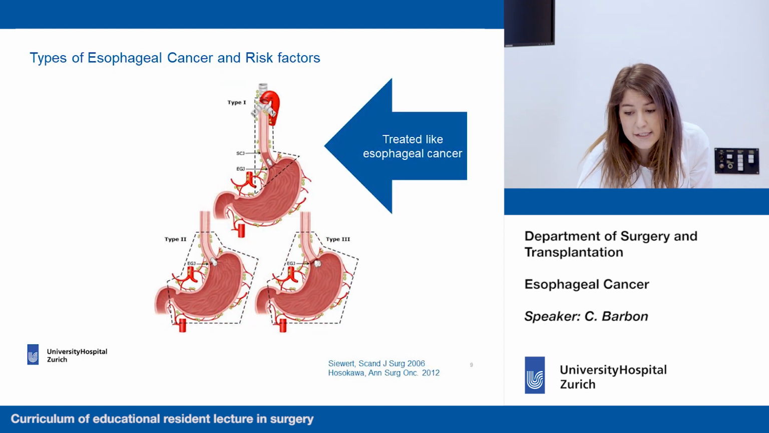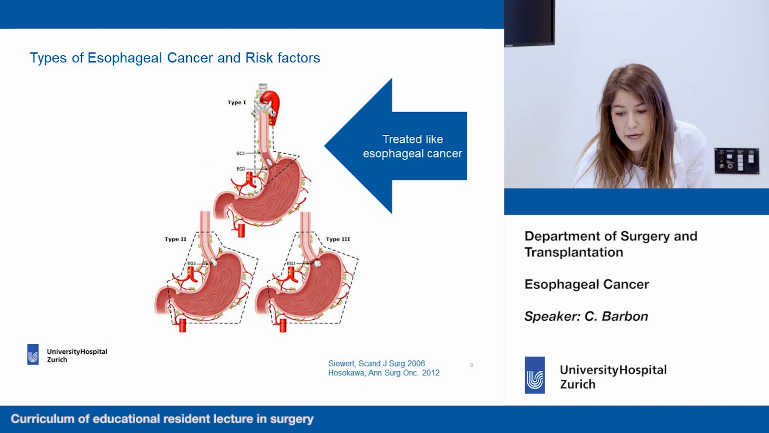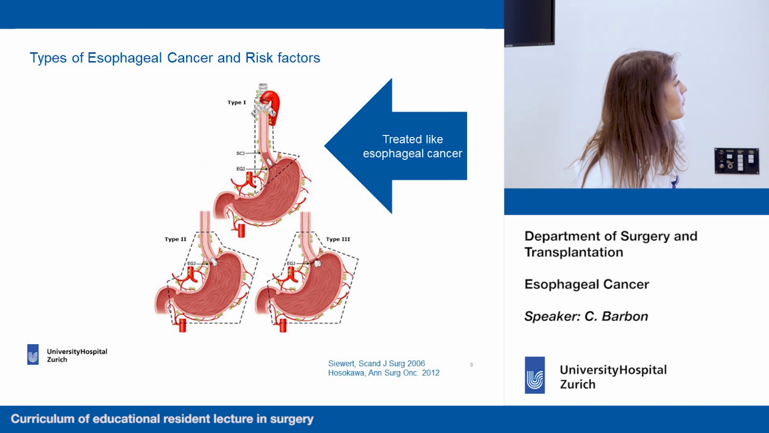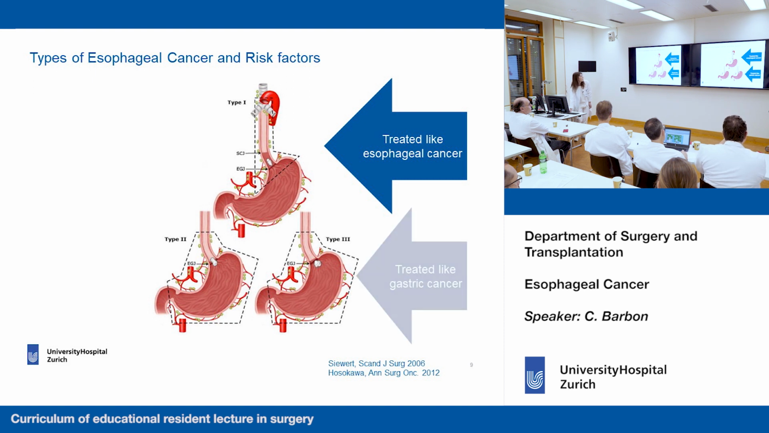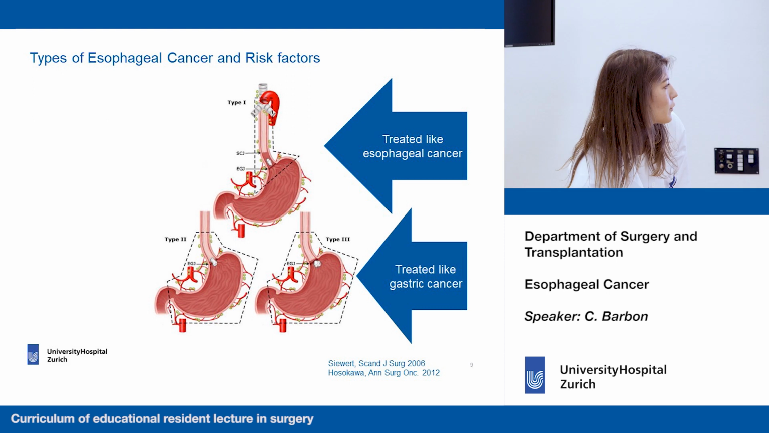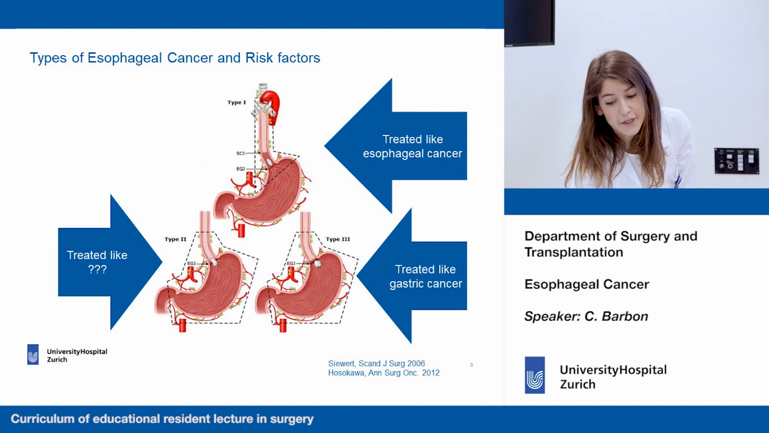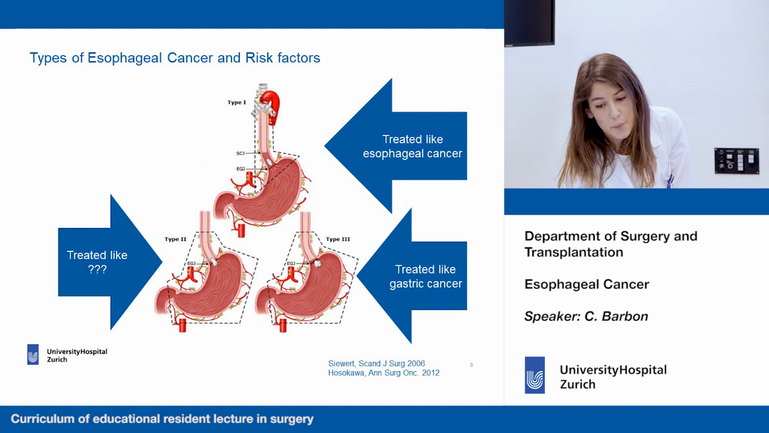Because it guides us in the treatment. Because type 1 cancers tend to have lymph nodes in the mediastinum, and therefore usually we treat them like esophageal cancer. So we perform an esophagectomy, an upper gastrectomy. Whereas type 3 are treated like gastric cancers, and therefore we have to perform a total gastrectomy. However, there is debate on how we should treat type 2. So should we treat them like esophageal cancers, or should we treat them like stomach cancers?